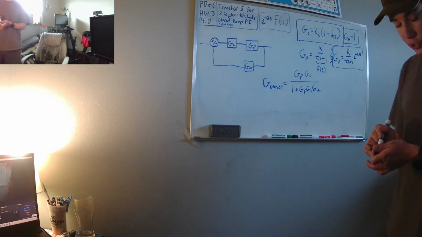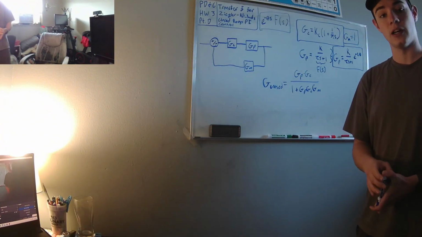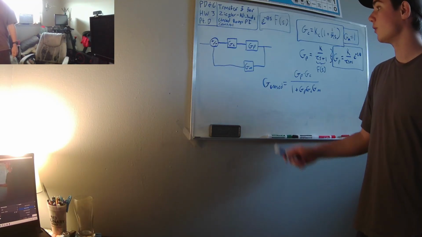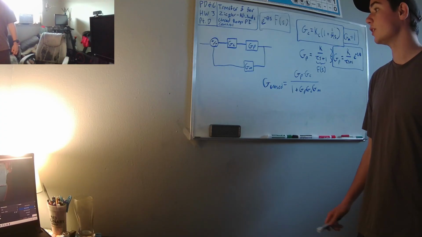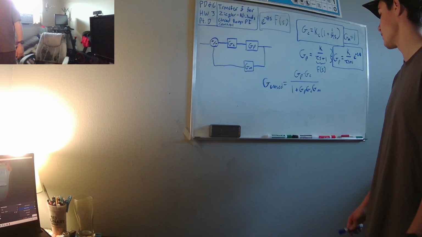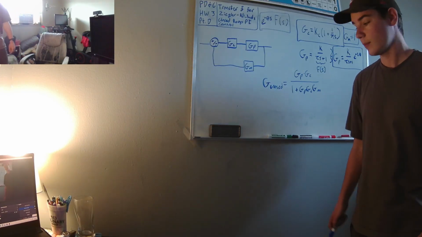So now we are good to go ahead and move into Python and simulate an example of this Ziegler-Nichols closed-loop proportional integral controller and get a little bit of a plot together to see how this is going to look. So let's go ahead and move over into Python.